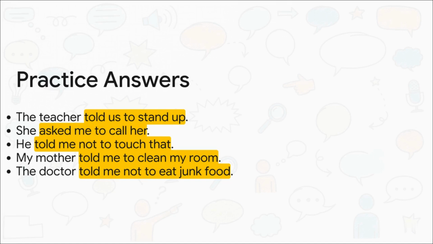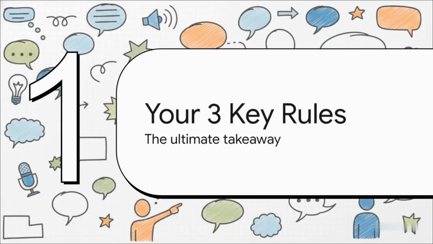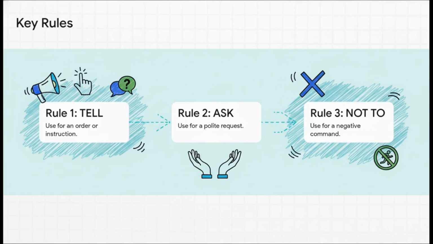Great job. Excellent work. Before we wrap up, let's just boil everything we've talked about down to 3 simple key rules. If you can remember these 3 things, you have totally mastered this. It honestly just comes down to this. Rule number 1, use tell when it's an order or a direct instruction. Rule 2, use ask when it's a polite request. And rule 3, if it's a negative command, just pop in not to. That's it. That's the whole game.